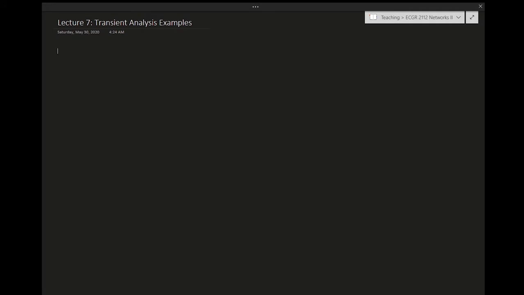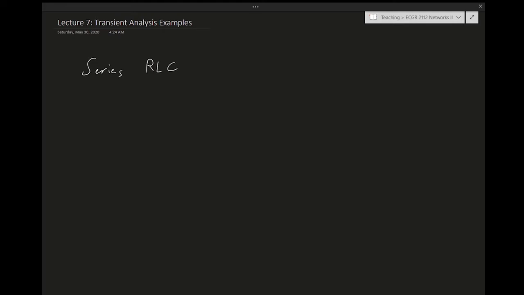Hello everyone. We want to continue our analysis of transients for second and first order circuits, and we want to do some examples in this lecture. I want to go through first the second order differential equation for the series RLC case. We covered an example of the parallel RLC case last time. I want to do the series RLC case now.